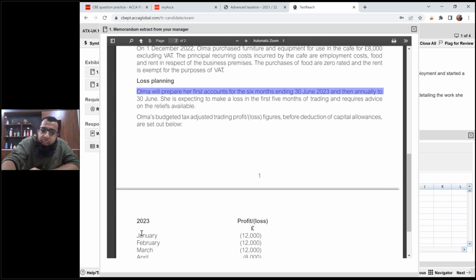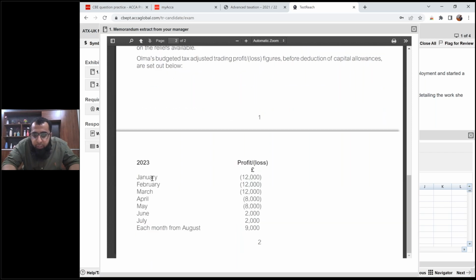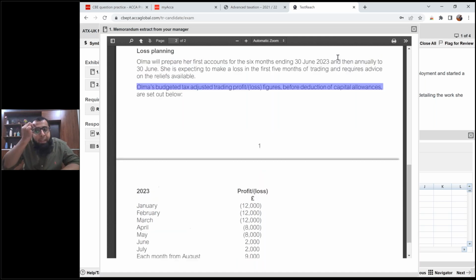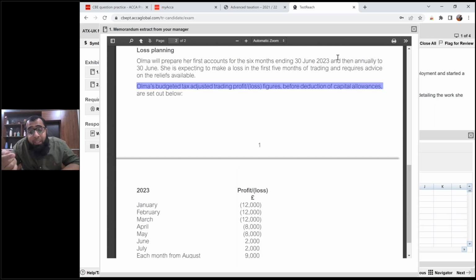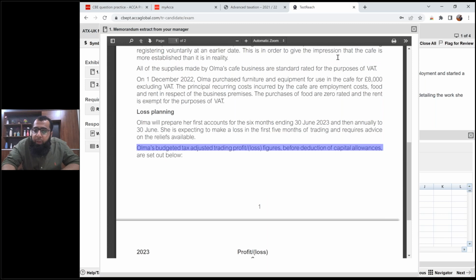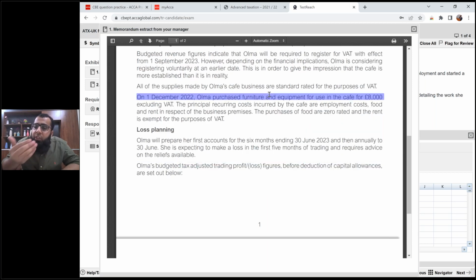So she started to trade in January. So I picked January, February, March, April, May, and June. Okay, these are the first 6 months. Here it was written that it was before deduction of capital allowance. So our mind started working that there should be some capital allowance thing involved in the question. So we went back and we read that she has purchased furniture and equipment. So the capital allowance will be available on it. So we made a small working.